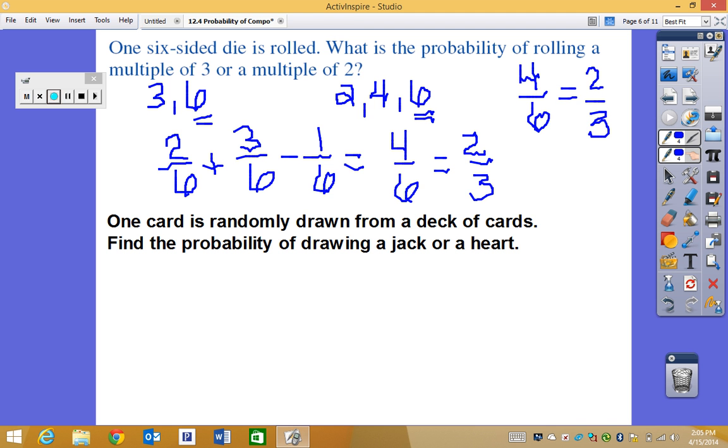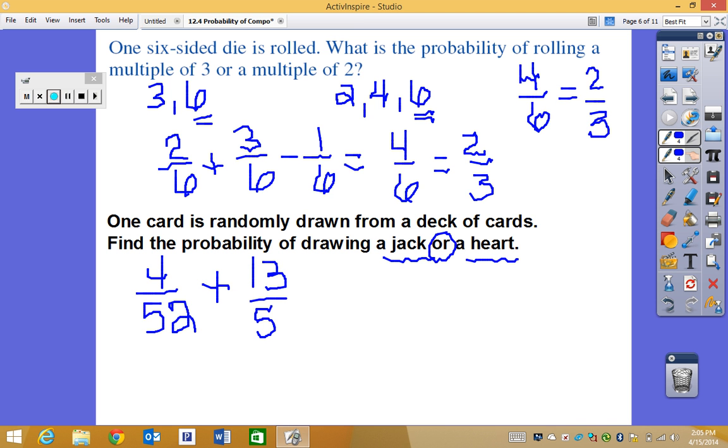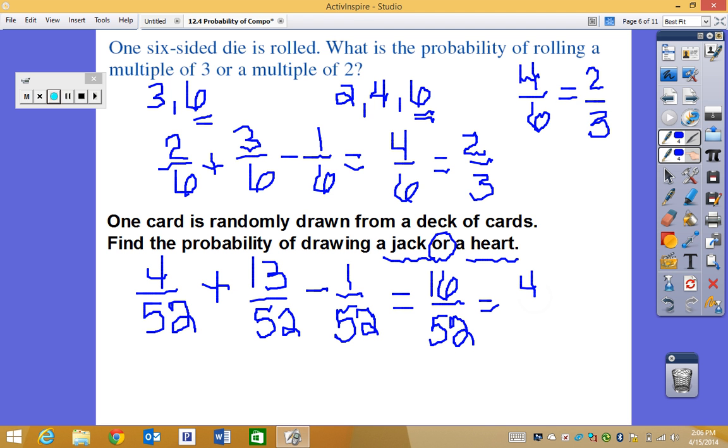Next example, one card is randomly drawn from a deck of cards. Find the probability of a jack or a heart. There are 4 jacks in a deck of cards, and there are 13 hearts in a deck of cards. But we do hopefully remember that one of the jacks is also a heart, and so we can't count that one twice. So that gives us a probability of 16 out of 52 cards, which is 4 out of 13, reduces. And that is approximately 0.308, which is about 30.8%, or about 31%.